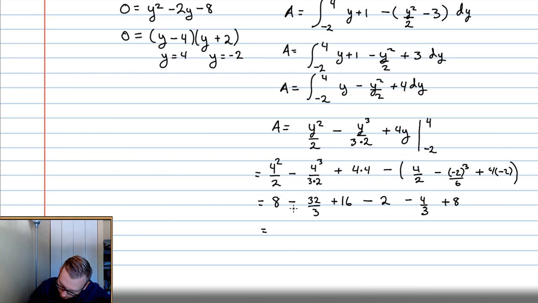Okay, we've got a whole bunch of these that we can add and subtract. 8 plus 8 is 16. 16 and 16 is 32. 32 minus 2 is 30. We've got 32 over 3 minus 4 over 3, which would be what? 28 over 3? Oh, wait, no. You gotta subtract them. 32 minus 4 would be what?